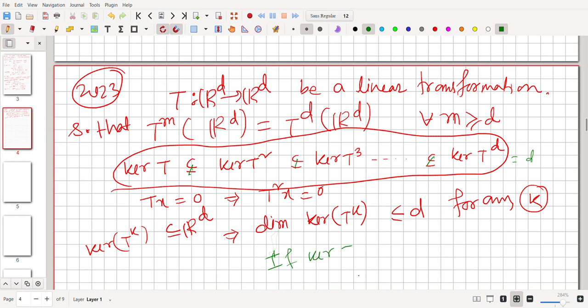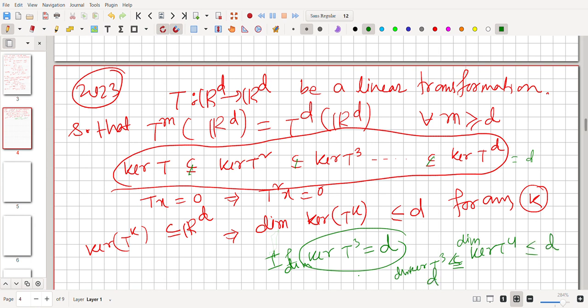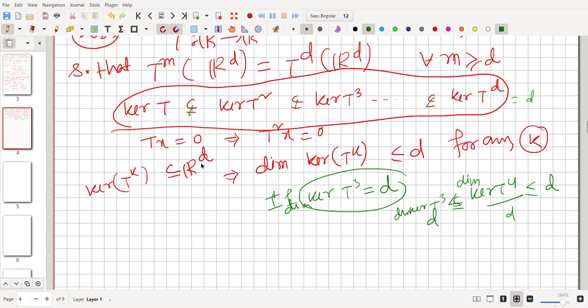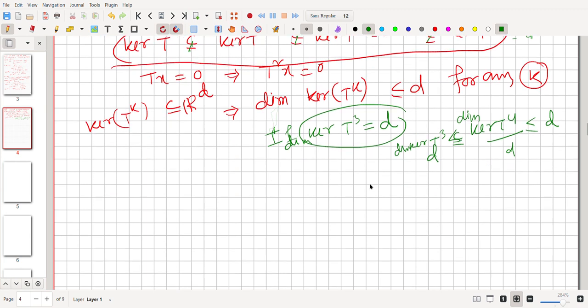So if the dimension of kernel of T power 3 is d, then kernel of T cube is always inside kernel of T power 4, and the dimension of that is less than or equal to the dimension of that, but that dimension is also less than d. Here it is d, that means this one is also d. That means similarly kernel of T power 5 is also d, and so on. So in particular, if the inclusion is strict, then the dimension of kernel of T to the power d must be d.